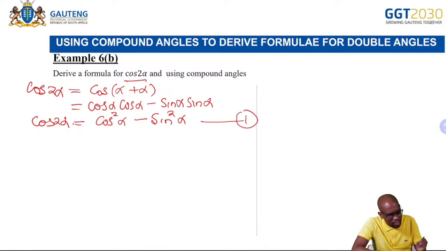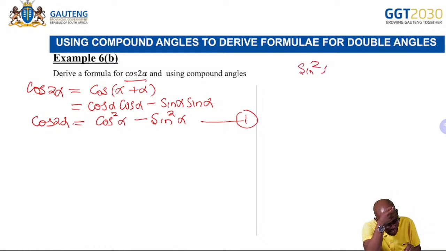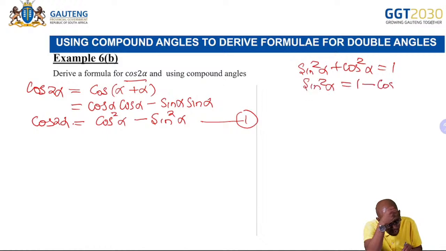But I will call this equation 1 because once you start having squares, you also can bring in the concept of what? The square identity. We also know that sine squared of alpha plus cos squared of alpha is equal to 1, which means that I can make sine squared of alpha the subject: 1 minus cos squared alpha. I can make cos squared alpha the subject: 1 minus sine squared alpha.